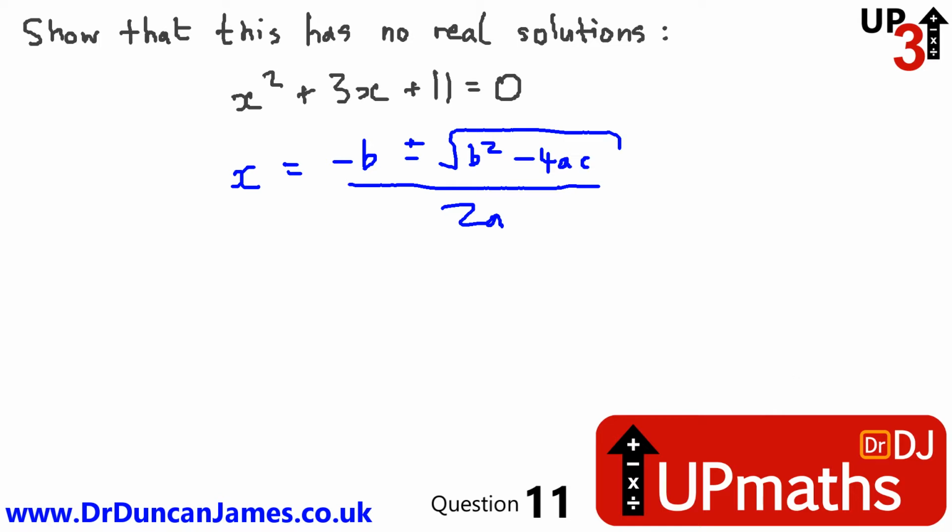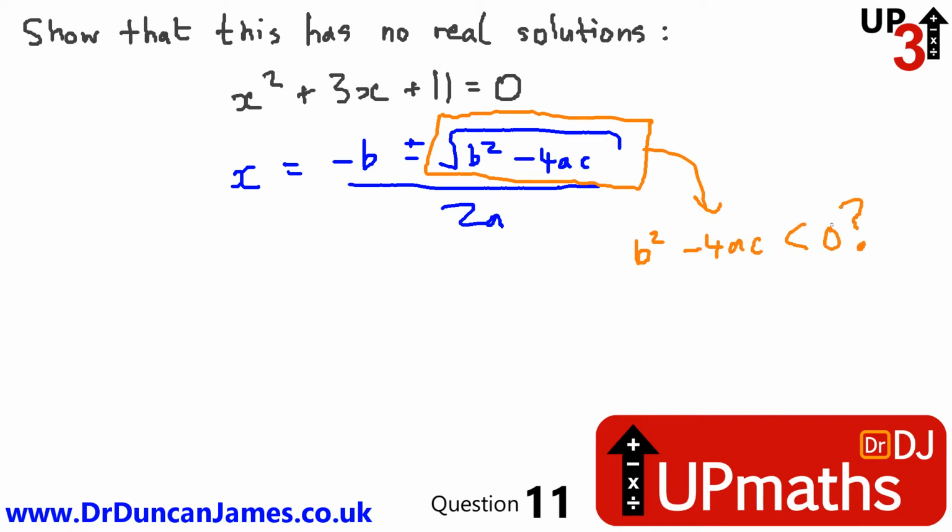If we look at this, oh, look at this, we square root b squared minus 4ac. Well, you can't square root a negative number, so if we could show that b squared minus 4ac is less than 0, then we'd show that there are no real solutions, because you can't square root a negative number, therefore you just basically get math error on the calculator, or it's not possible, it can't be done, therefore there is no solution for x.